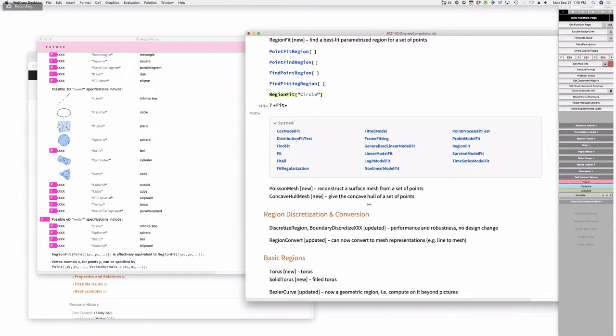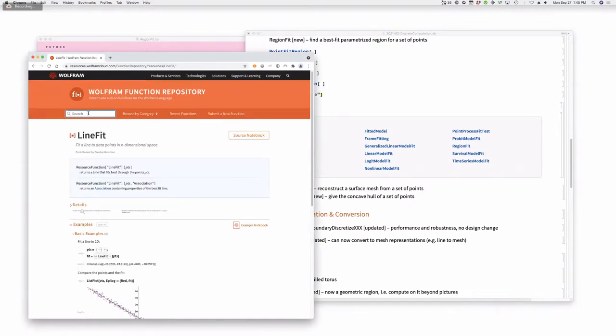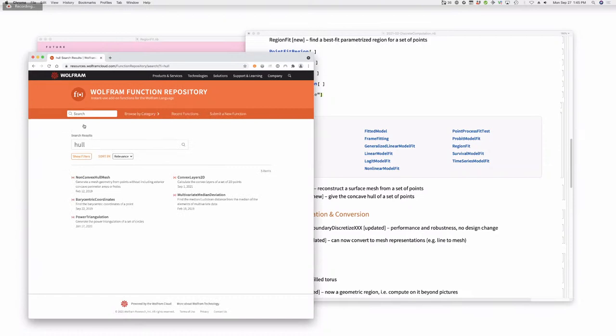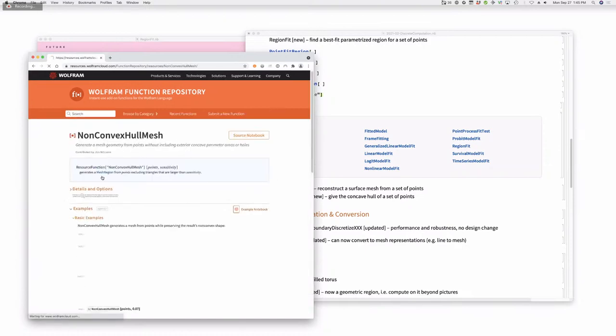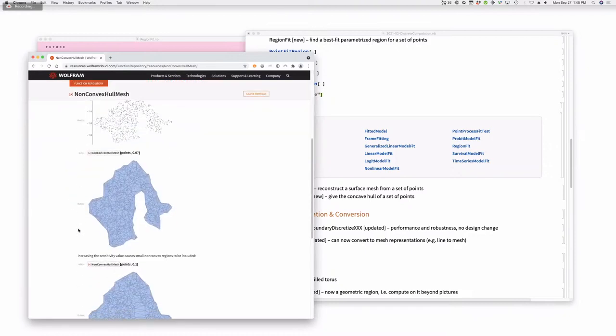Oh, concave hull mesh. That's nice. We've had a WFR function that I've used extensively that I think is doing that. That's a thing written by Chip Hurst, I think. What is it called? Chris, do you remember what that's called? I think it's concave hull mesh. It might be. Oh, non-convex hull mesh. Seems like a longer way of saying concave hull mesh.